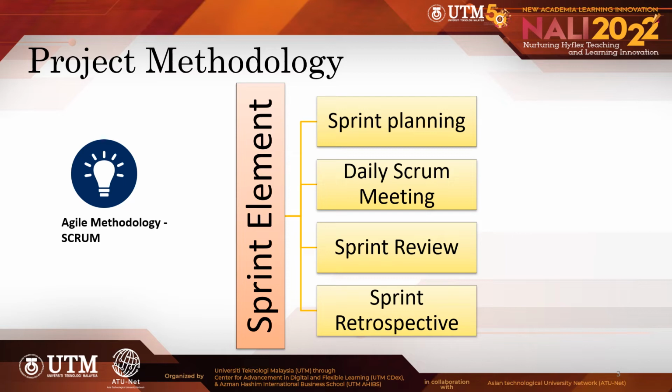Number 3, sprint review. When the work is completed at the end of a sprint, the team meet up and went over the completed work. Changes were made to the product backlog where necessary. For this particular project, the client also joined in.